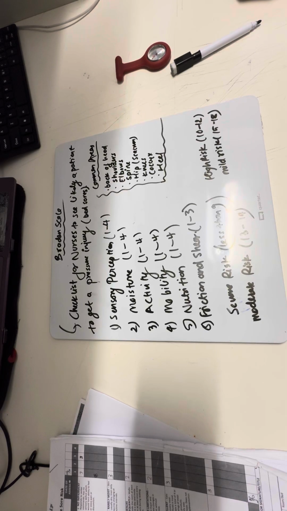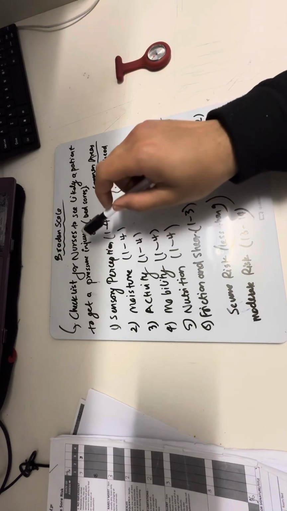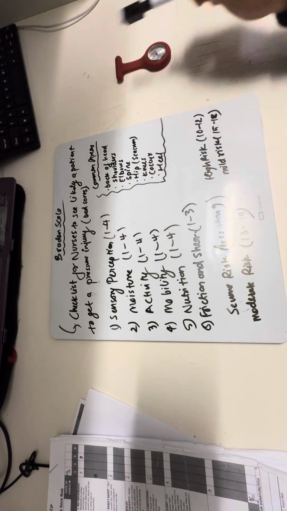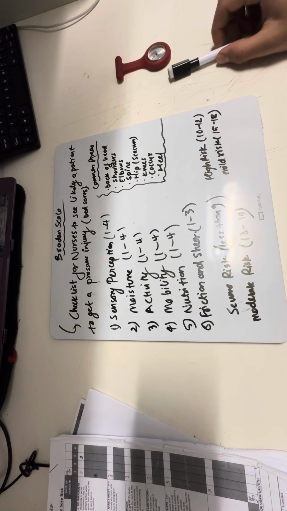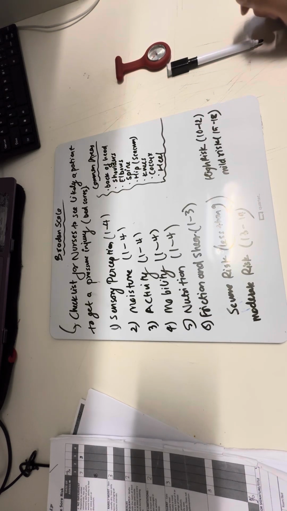Hello everyone. In this video, we are going to talk about the Braden scale. This is something that every nurse needs to understand when assessing a patient's risk of developing pressure injury, or any kind of bed sores. So let's understand what it exactly is and why we normally use this.